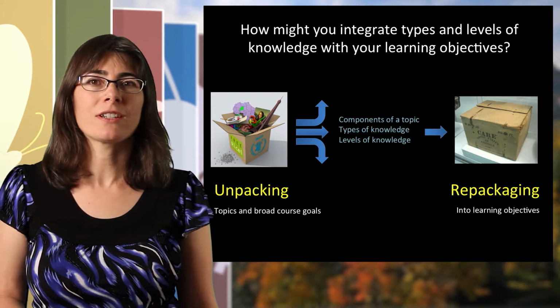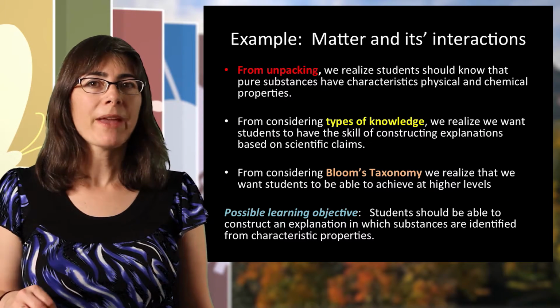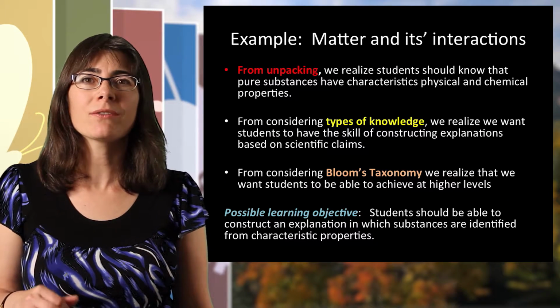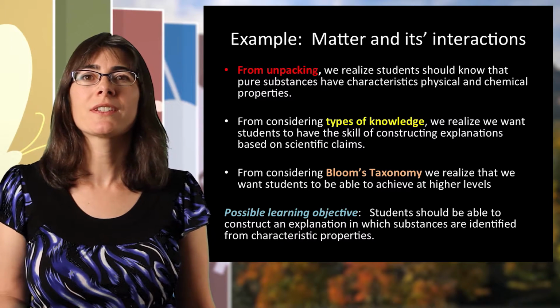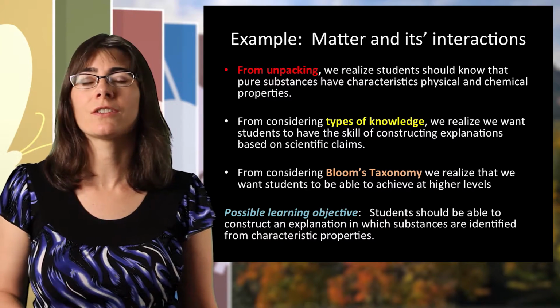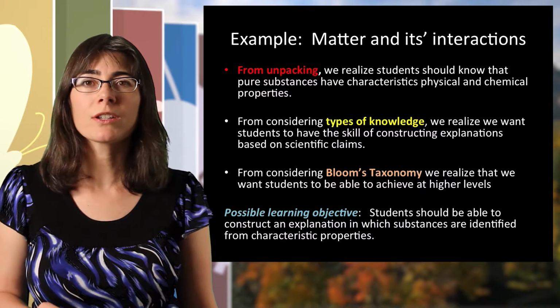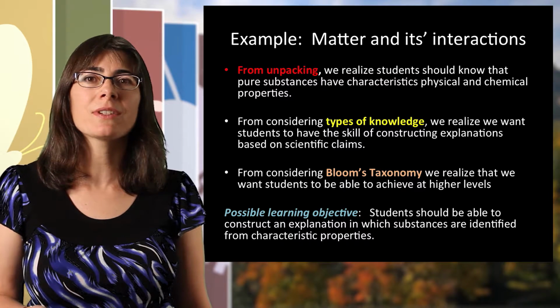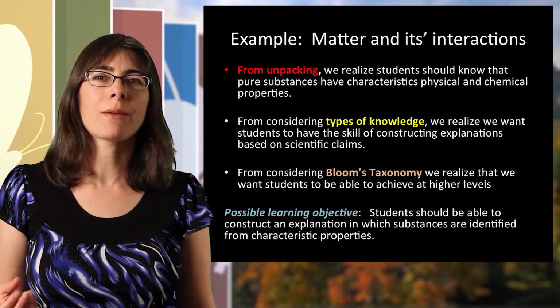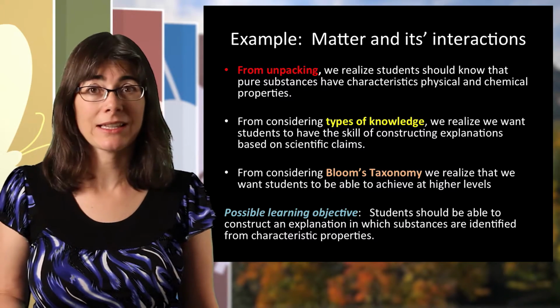So let me give you an example. Imagine from our unpacking process, we realized that one of the things that we want students to know about matter is that pure substances have characteristic physical and chemical properties. Okay, so one core idea. And then by looking at the types of knowledge, we realize we want them to have the skill of constructing explanations based on scientific claims.